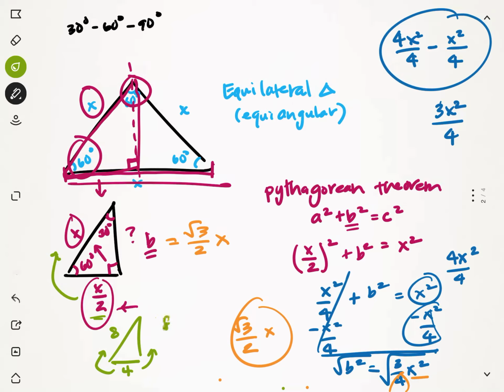Our x is 8, so we're going to say 8 square root of 3 over 2. And when we reduce this, we see that we have 4 radical 3, because 8 divided by 2 simplifies to 4.